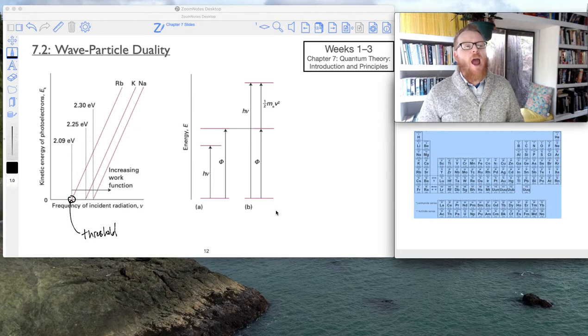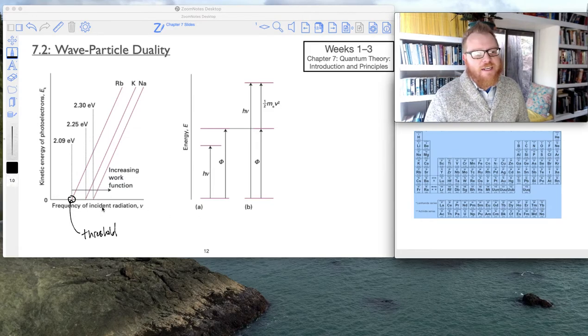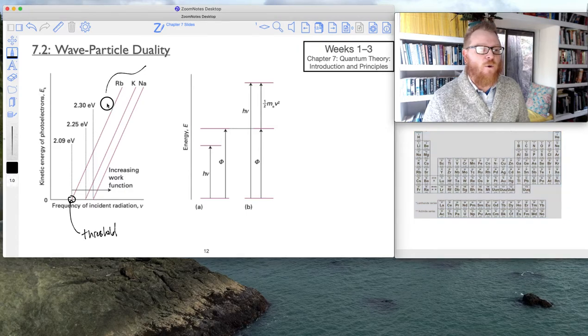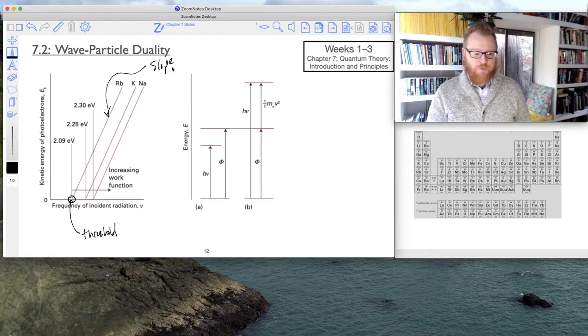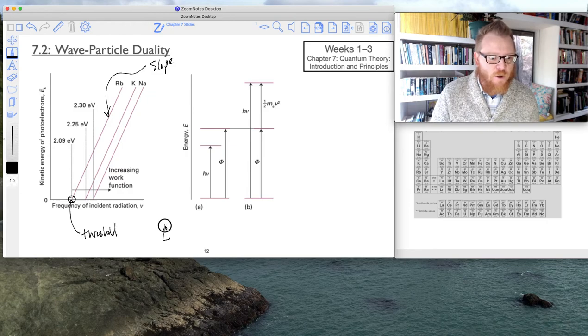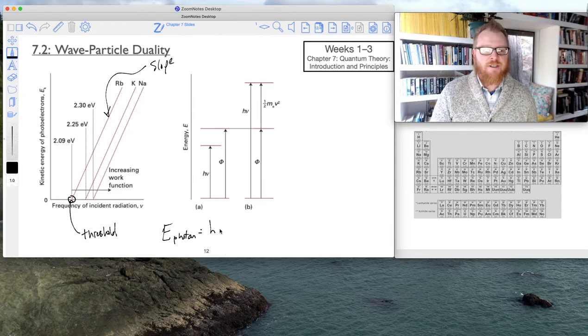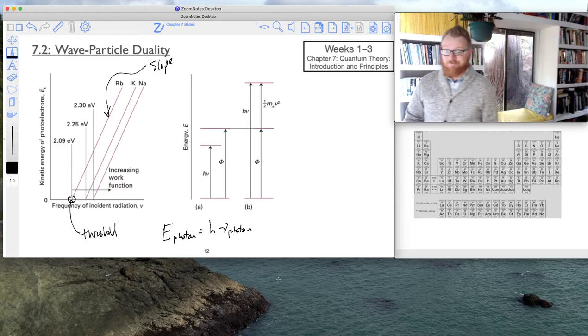Okay. So now as we increase the frequency of that incident radiation, we increase the kinetic energy of the electron linearly. And ladies and gentlemen, this is very cool because the slope of this line has a very special value. Maybe you can guess what it is already. I'll write that E photon equals Planck's constant, h, times frequency of the photon.